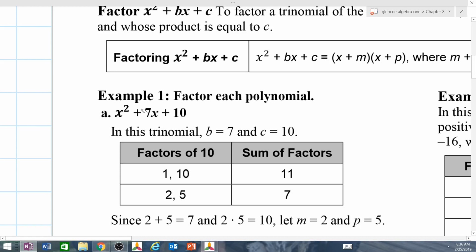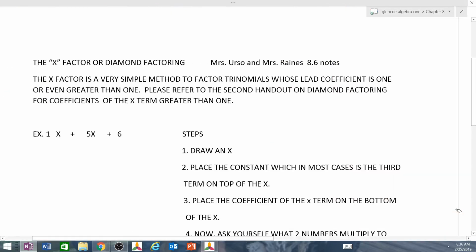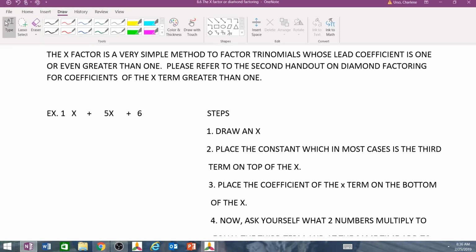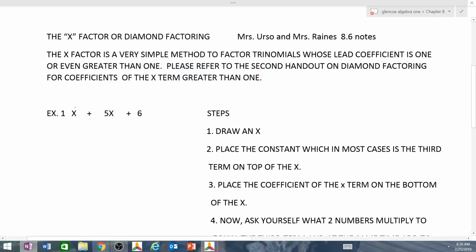So basically, it's kind of like memorizing a set of rules, writing a lot of things down, and going through a process. And that's why I'm going to skip right ahead to factoring by using the X factor or diamond factoring. So if you go to the typed notes in front of you, that was an insert for you. Now in your notes, the corrections have already been made, so let me go ahead and make them in my notes as well as we follow along.